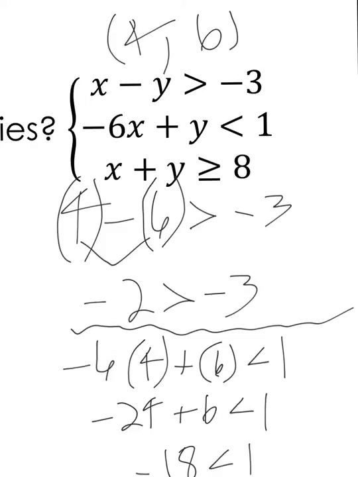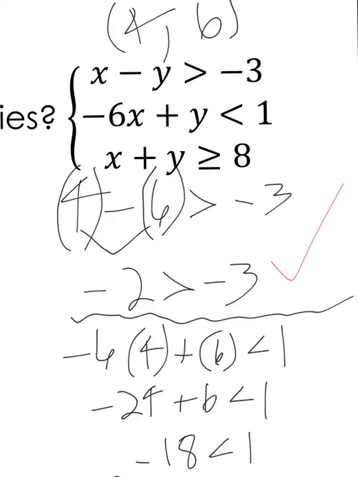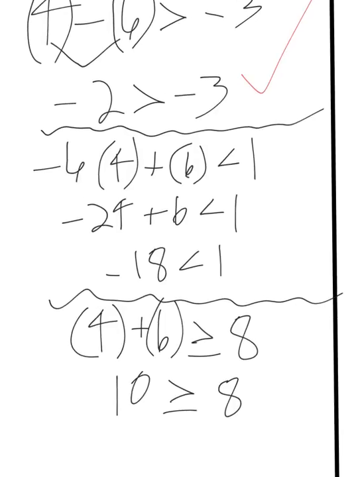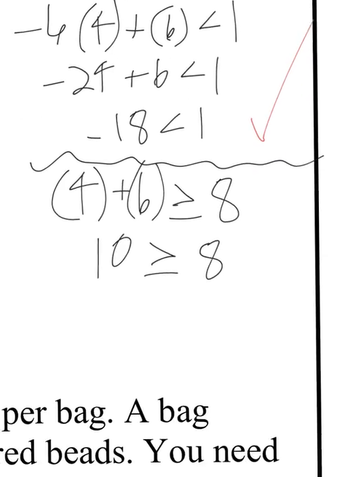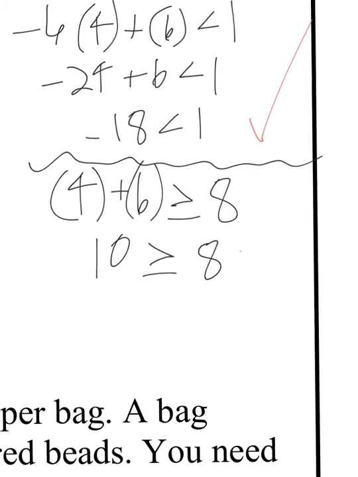So I just check. They need to all three be true. If one of them is false, the answer is going to be no. So let's see here. I plugged in 4 and 6 again into the middle one. That got me negative 18 is less than 1. Negative 18 is less than 1, so that's also true. And then the last one: is 10 greater than or equal to 8? Yes, it is. So yes, this is a solution.